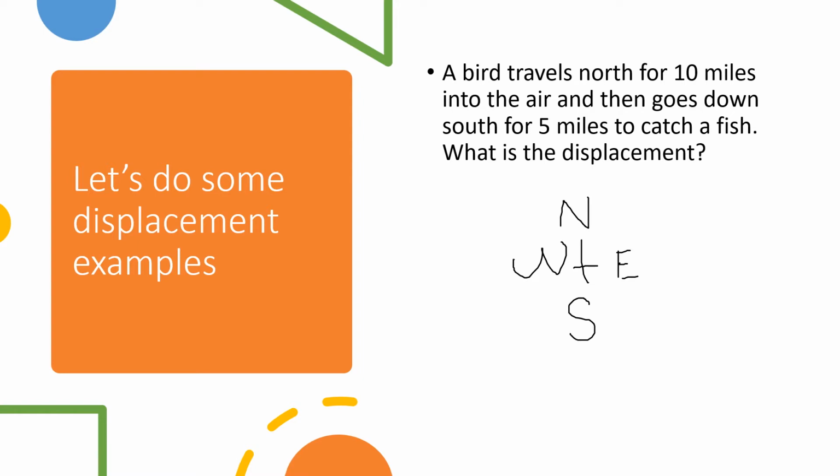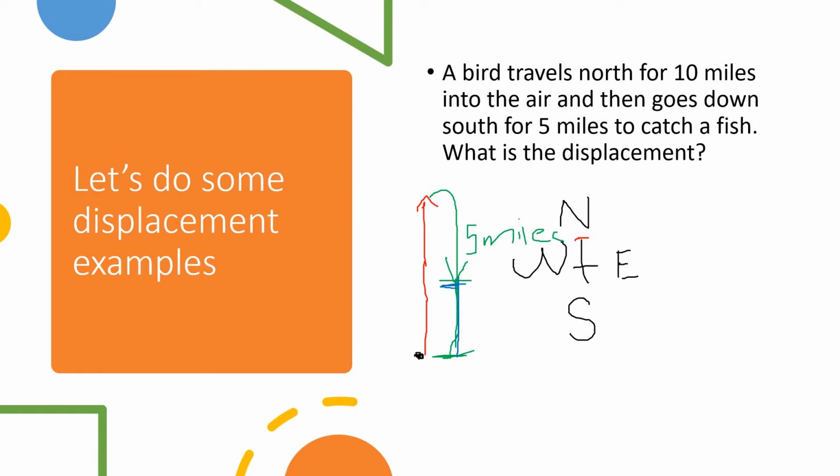So first the bird is going to start off wherever, and it's going to go up, meaning north, for 10 miles. Okay? Then it's going to go south for 5 miles to catch a fish. It's just going to go down for 5 miles, going this way. So we are asked to find this distance. Let's do this with a different color. We're asked to find this distance.